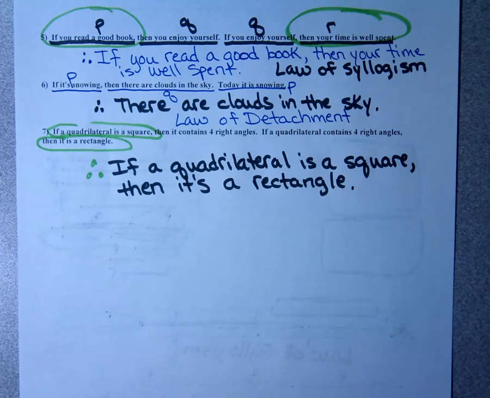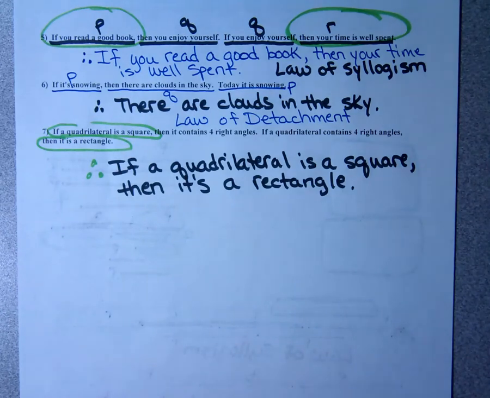And can you see that these guys here in the middle, they say the same thing? Yep. 4 right angles, contains 4 right angles. So it's like that transitive property. So you can just go from the first thing to the last thing. Did you know this? If a quadrilateral is a square, then it's also a rectangle? Yes. Good. All squares are rectangles, but not all rectangles are squares.